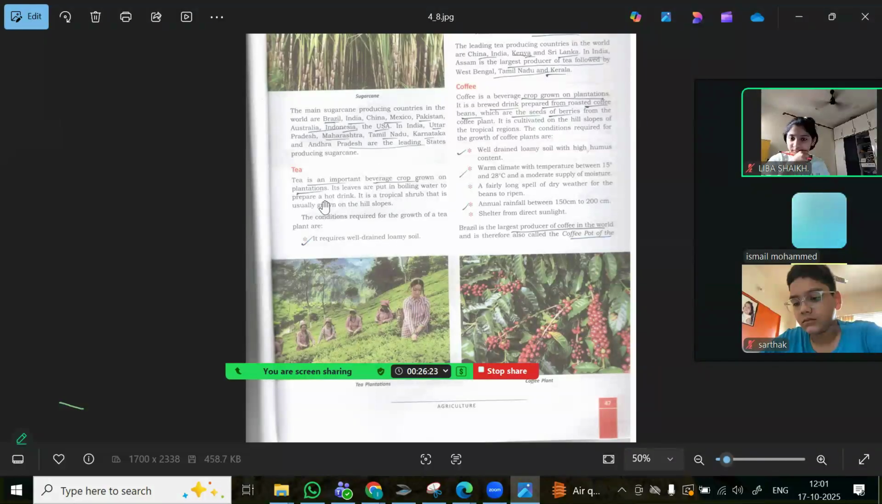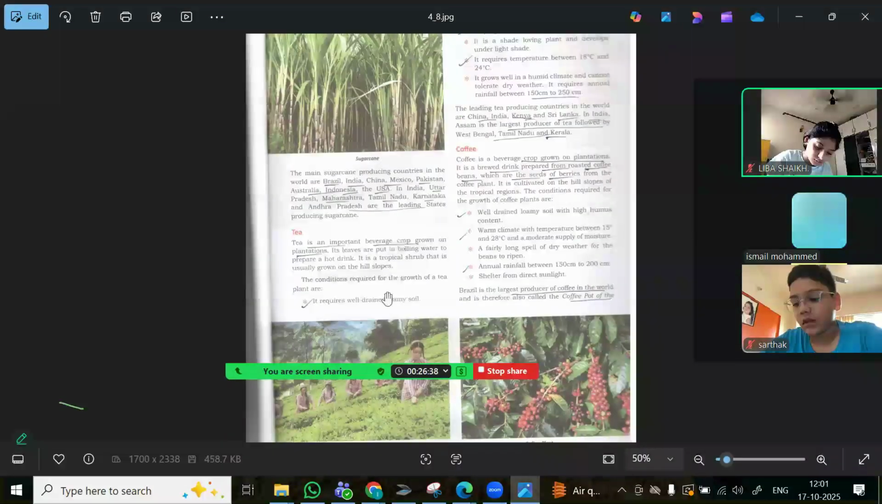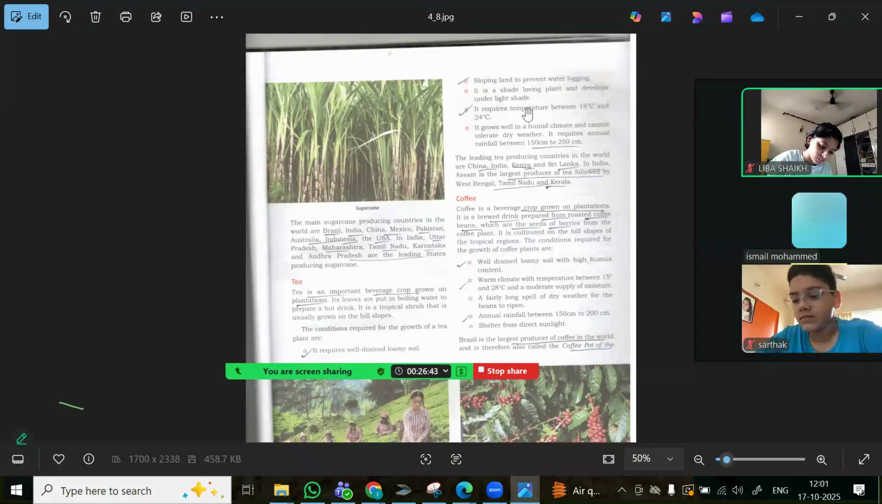These are grown there. Tea is an important beverage crop, meaning a drink crop grown on plantations. Its leaves are put in boiling water to produce a hot drink called tea. It's a tropical shrub usually grown on hill slopes, and it requires well drained loamy soil. It requires sloping land to prevent waterlogging, 18 to 24 degrees centigrade, and good rainfall, 150 to 250 centimeters.